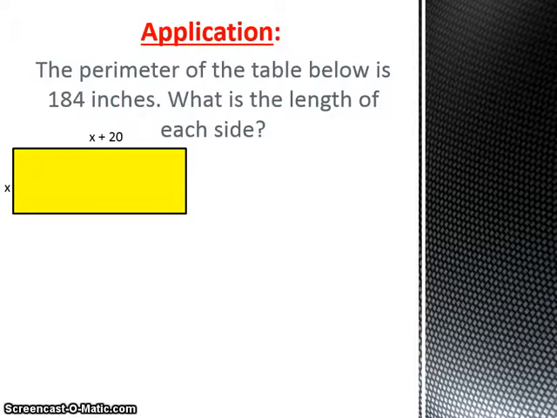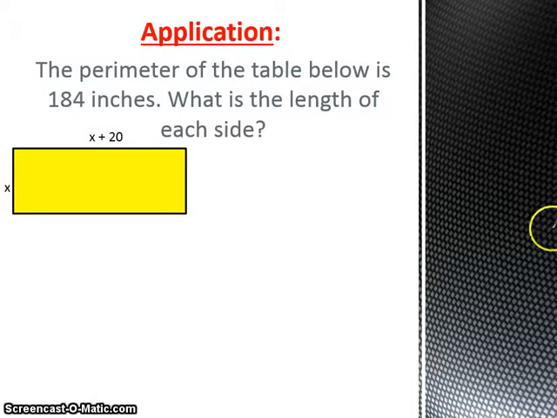Hello students, and welcome to part 2 of solving equations with like terms on the same side. In this part of the video we're going to look at 3 application questions and also 2 special types of solutions to equations.